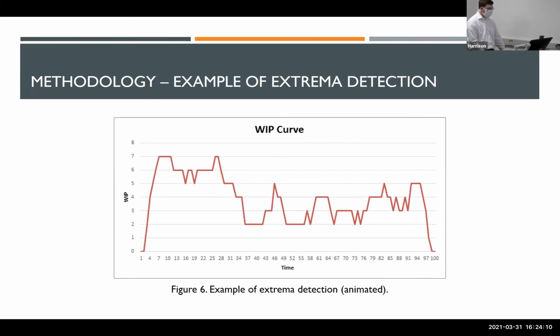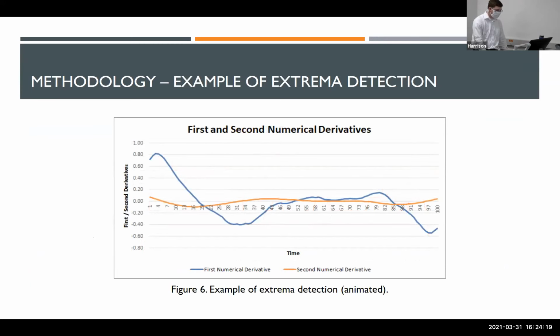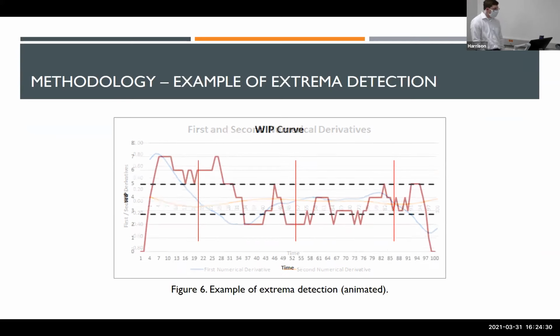So now I'm going to go through an example of the extrema detection technique. We'll start by finding the first and second derivatives using the numerical differentiation technique. We find where the first derivative changes signs, and this should correspond to our local extrema. Looking back at our original whip function, this seems to be mostly accurate.